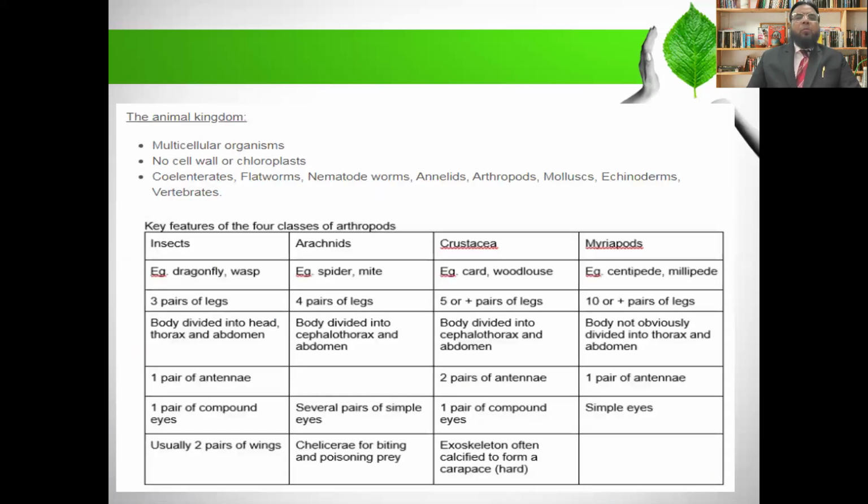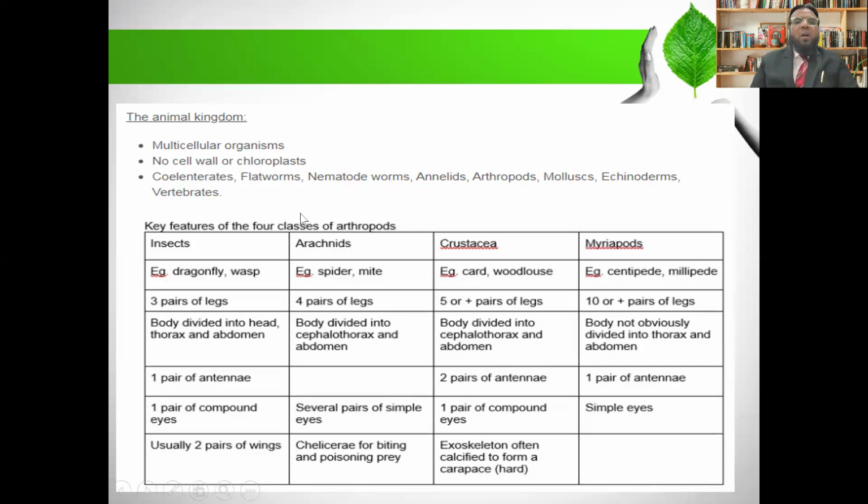Now, if you are going to classify the animal kingdoms, before classifying, it seems convenient that we should know the peculiar characteristics of the kingdom Animalia. See here, these organisms are multicellular, they contain more than one cell. No cell wall or chloroplast. It means if you study the cell, you will see that there is no cell wall and no chloroplast. And the examples you can see here: cnidarians, flatworms, nematodes, annelids, arthropods, mollusks, echinoderms, and vertebrates.